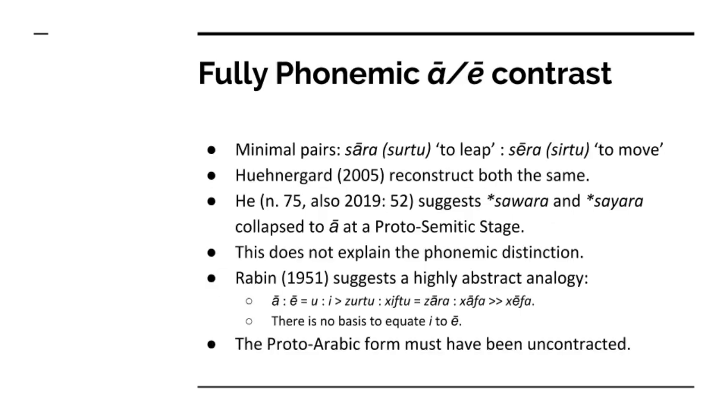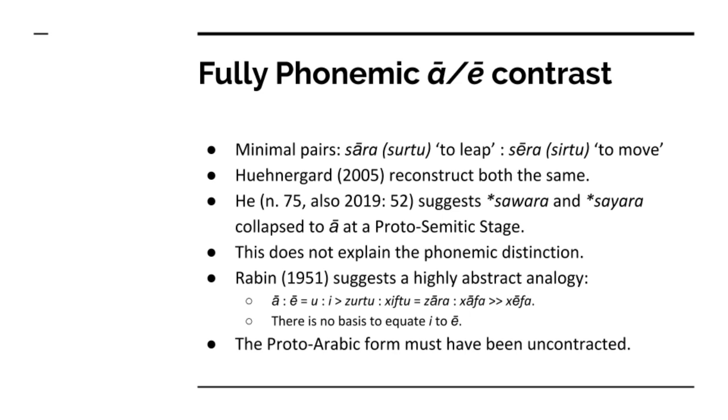What's important here is that this a contrast, even though by the grammarians themselves, the so-called imala is considered a subphonemic thing. They see it as a variant of the a. That's not an analysis that works very well here from a modern linguistic perspective, because we can actually find minimal pairs. You have words like sara, to leap, and sera, to move, which clearly are only distinguished by the vowel variant. And this has implications for how we reconstruct Proto-Arabic and even how we understand Proto-Semitic.